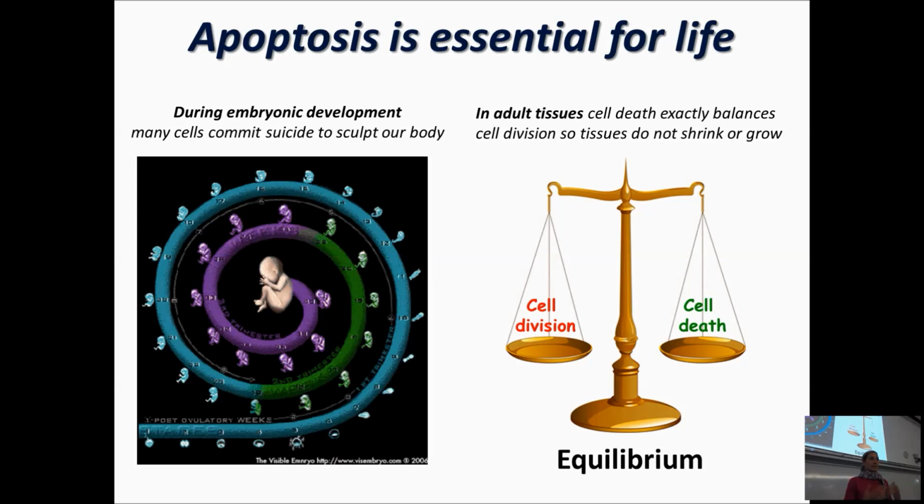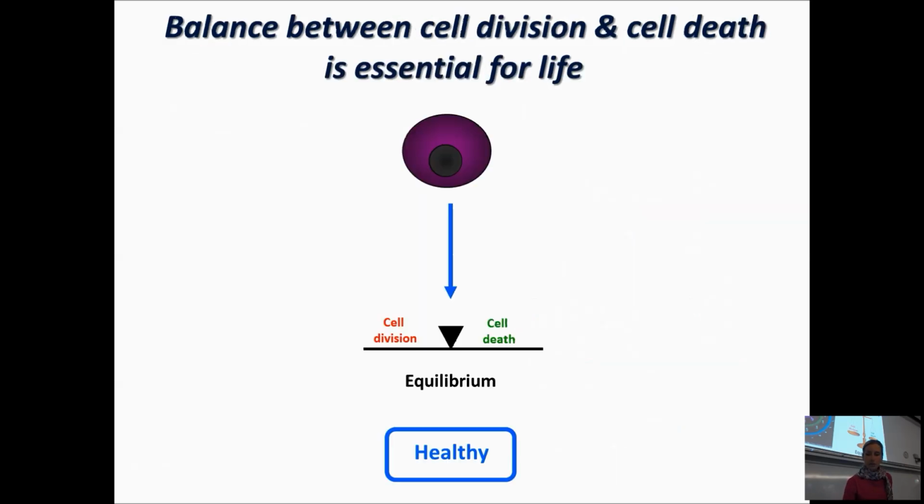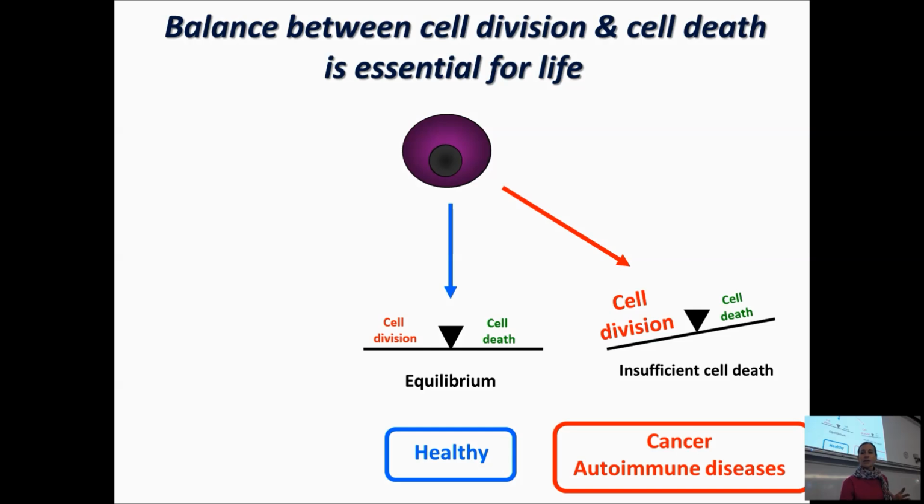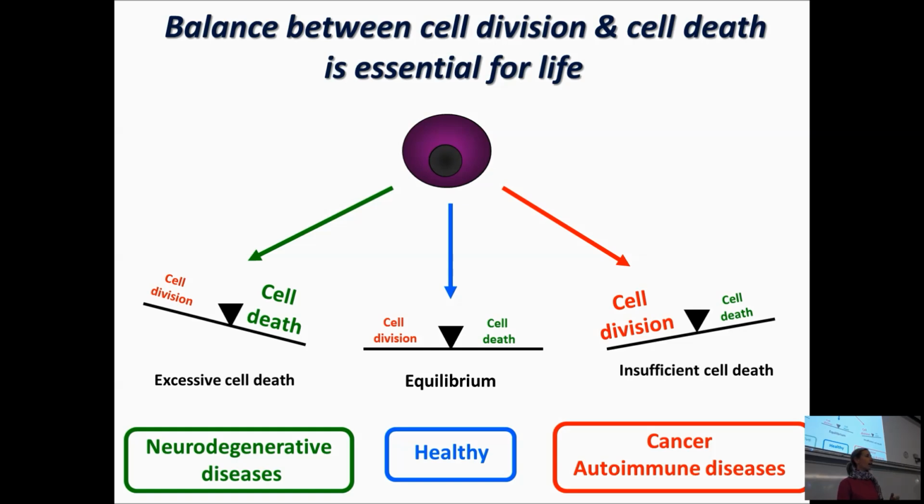As I said, it's very important that we keep this balance between cell division and cell death, because if we don't have this balance, we lose our health. For example, if we have too much cell division and not enough cell death, then we'll have some disease like cancer or autoimmune diseases. On the other hand, if we have too much cell death and not enough cell division, then this can lead to neurodegenerative diseases like Parkinson's or Alzheimer's.